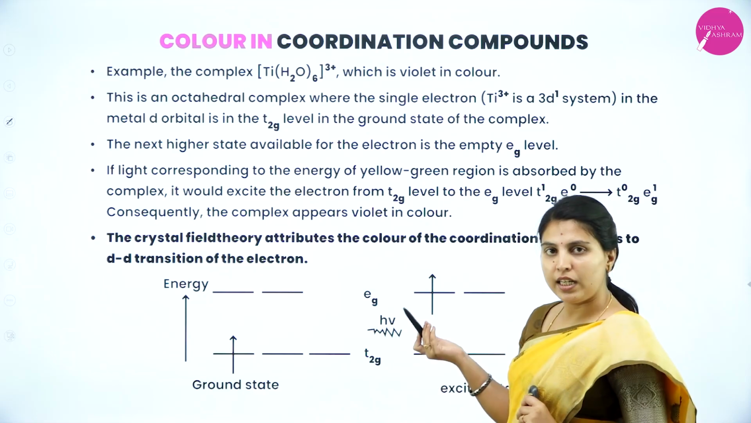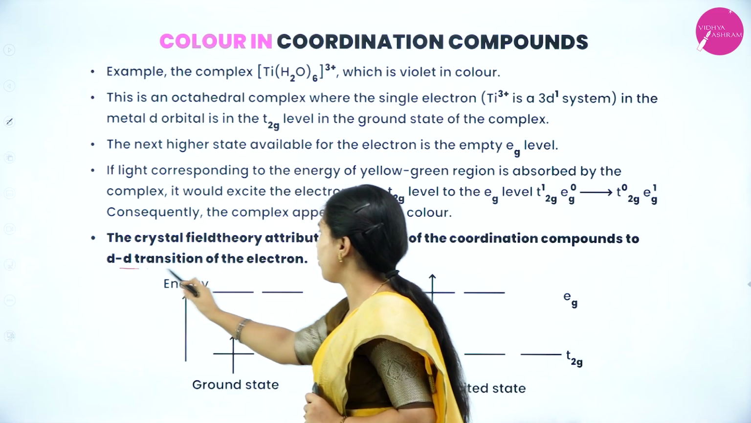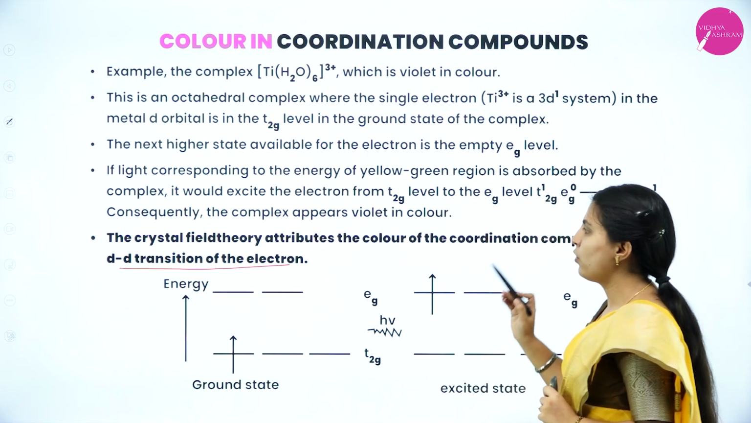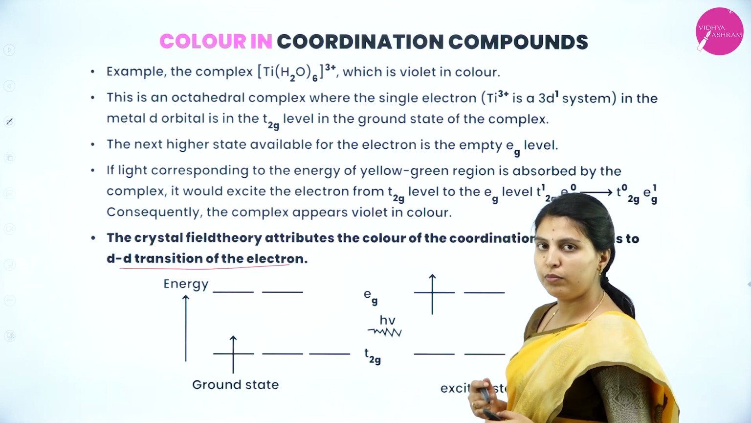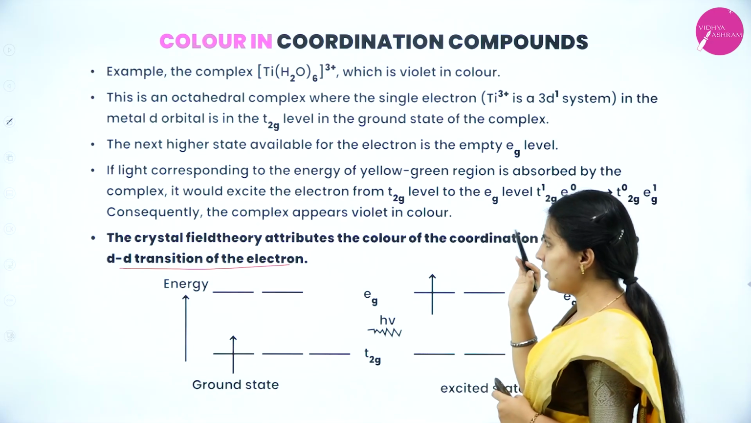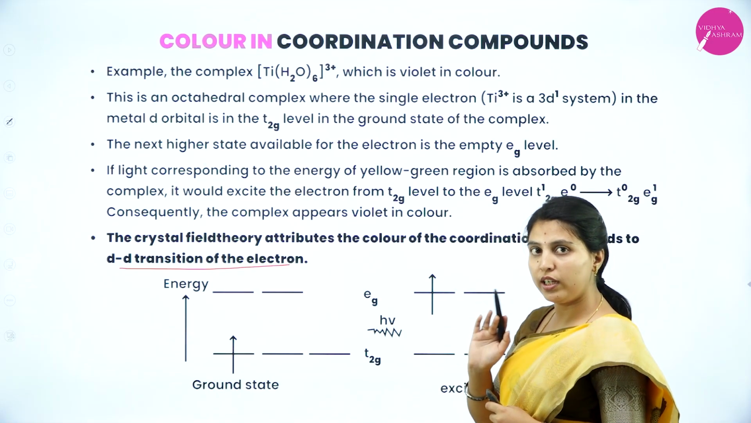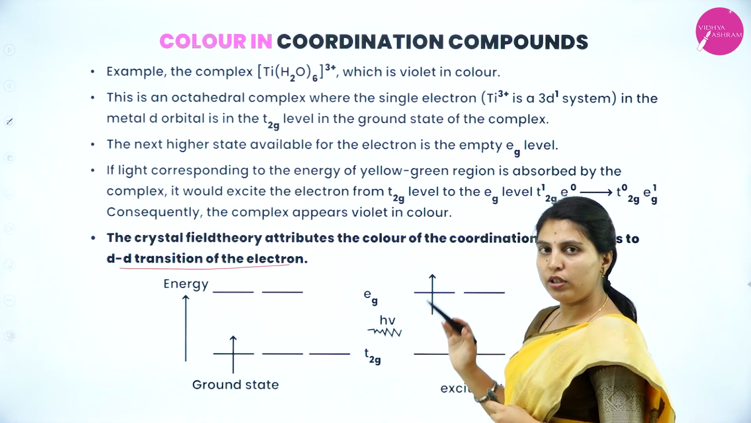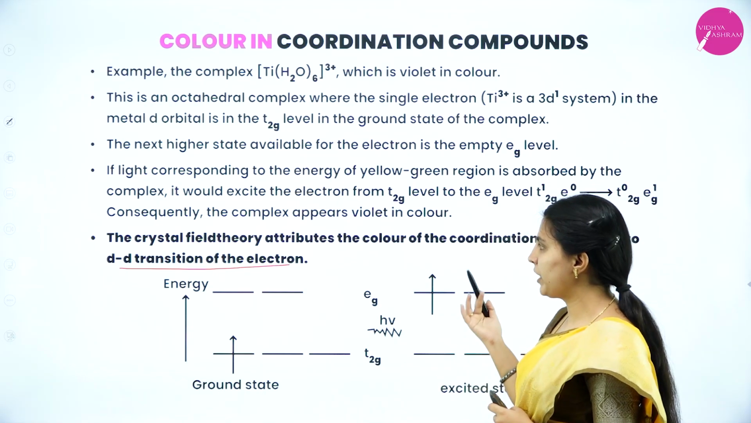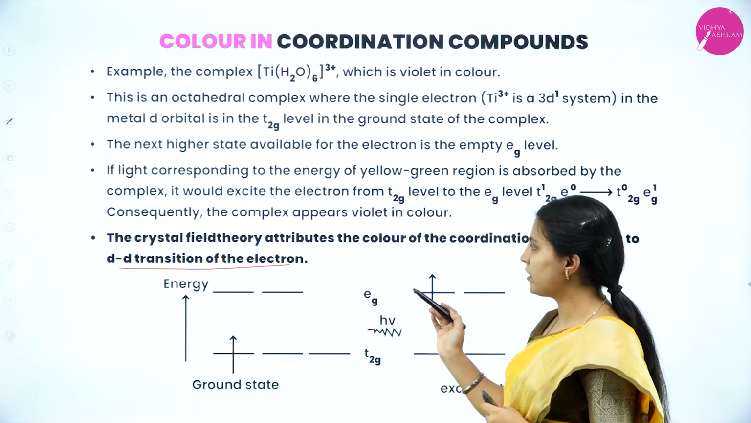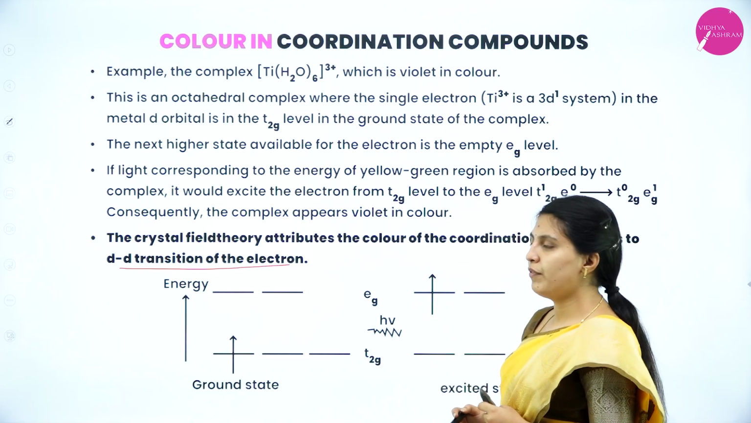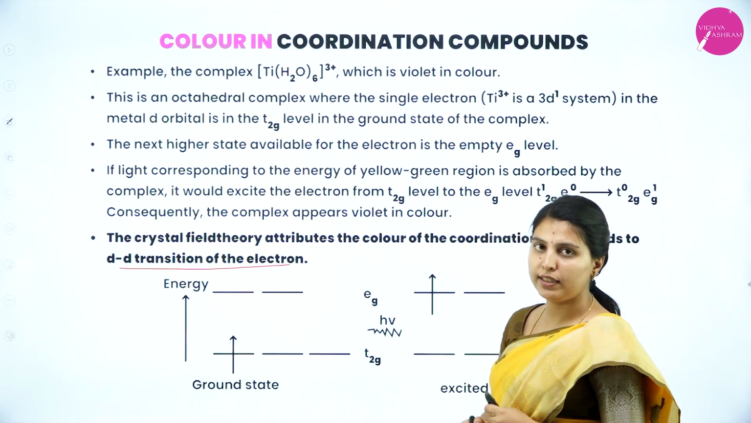Why is it colored? Because of the d-d transition of the electron. This question may be asked in your competitive examinations or your board examinations as well. This titanium complex, which has only one unpaired electron in the t2g level, becomes colored due to the d-d transition of the electron, which happens through crystal field theory.